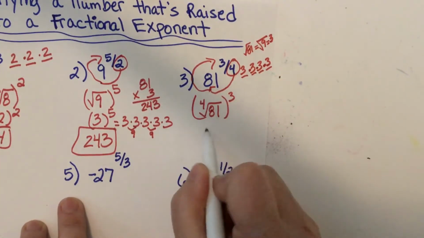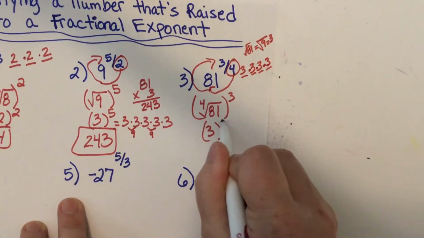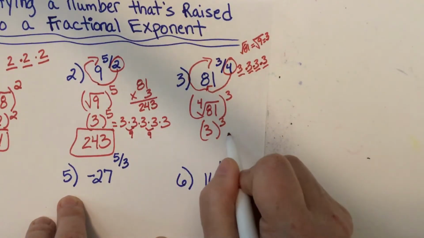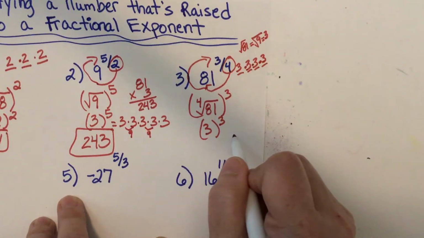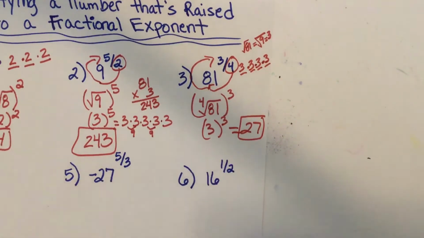So the 4th root of 81 is 3, and then I still need to raise it to the 3rd power. So 3 to the 3rd power, remember that's 3 times 3 times 3, and what is that? 27. And that's my answer.